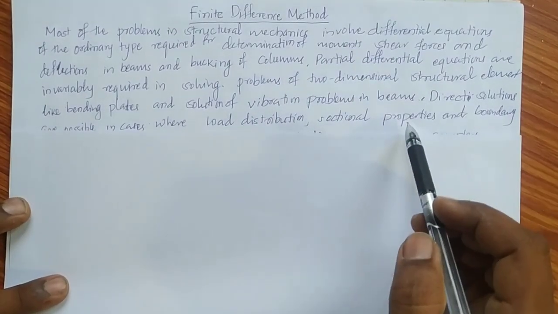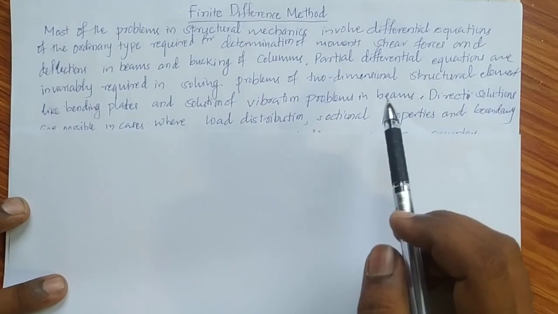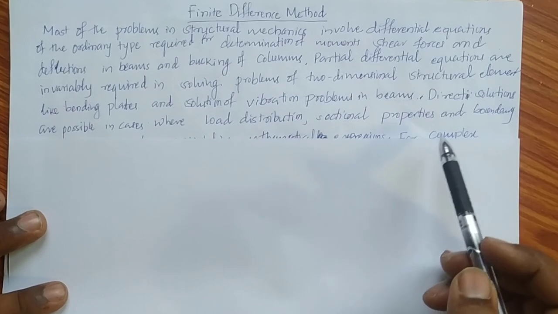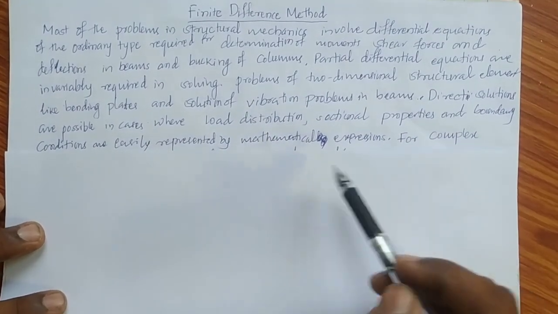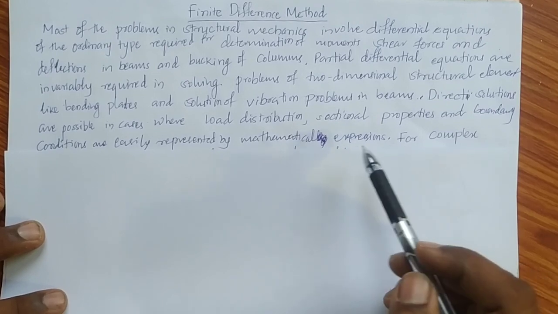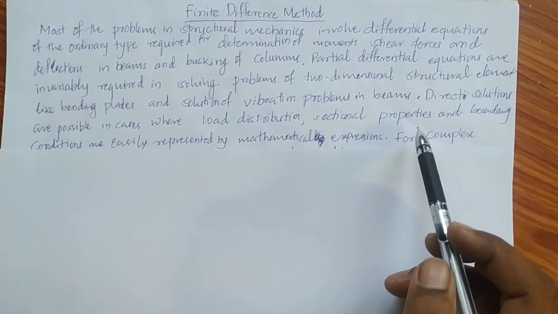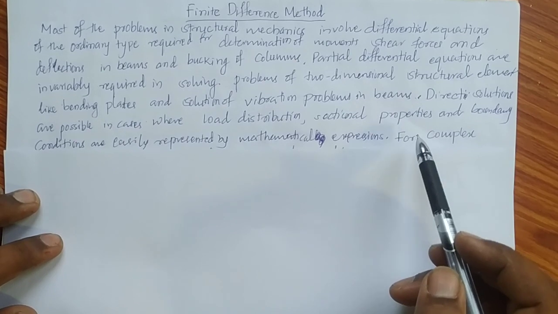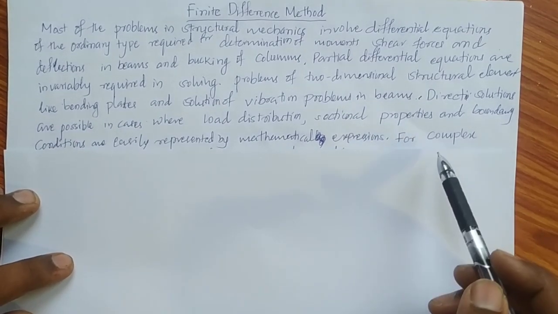For these kinds of problems, direct solutions are possible only if the load distribution, sectional properties and boundary conditions are easily represented by mathematical expressions. So they have to be very simple. Sectional properties should be very simple. Boundary conditions should be simple. Then only can we make use of these partial differential equations, and so we can solve the problem.